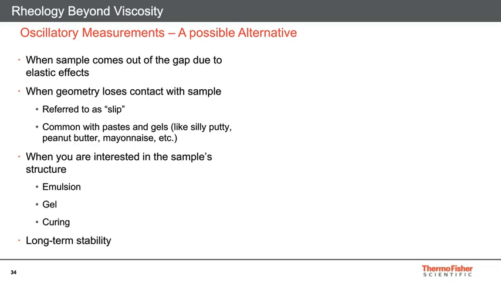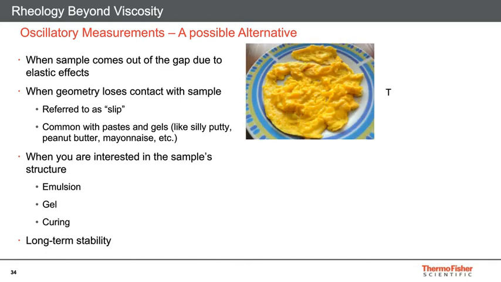So what happens when you're doing a rotational study, depicted here with the eggs, is you're actually breaking down the structure and pulling apart the individual components. As shown here, you're scrambling the eggs, you're breaking up its structure.